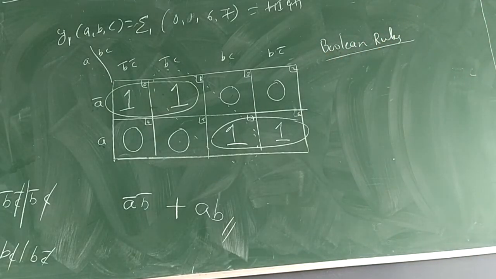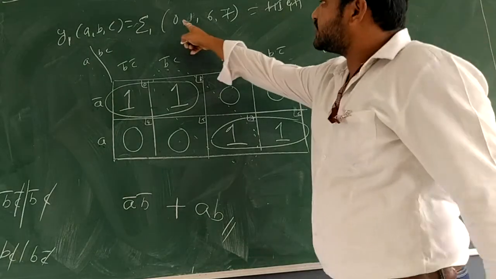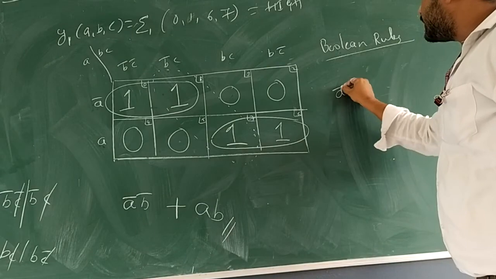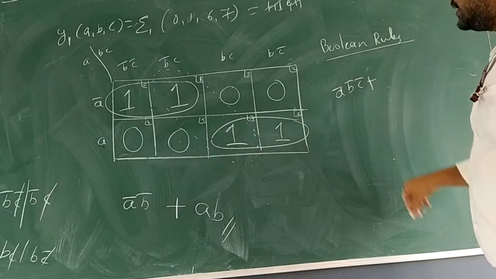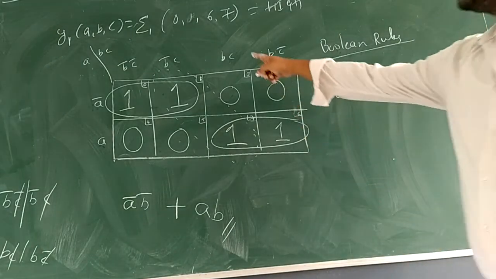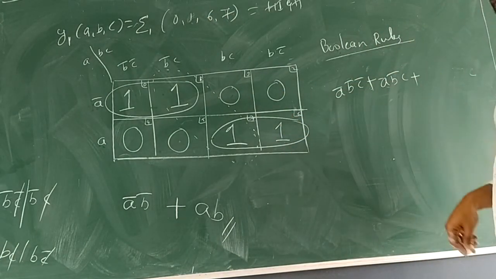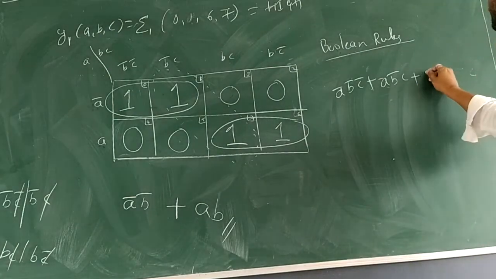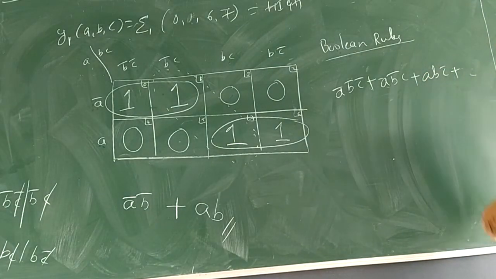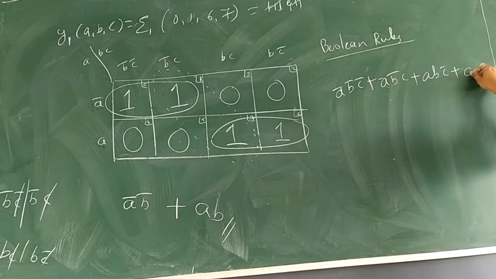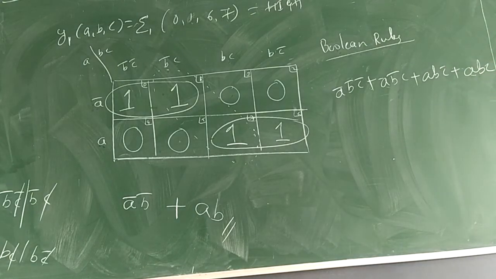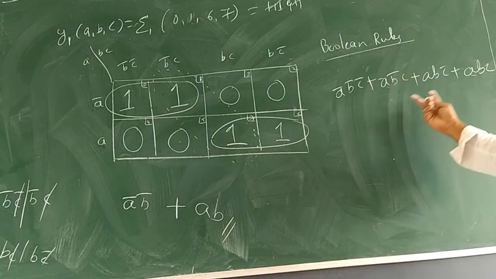Boolean rules. Let's simplify by Boolean rules. It is only for our cross verification. Okay, so now what is this term? I will directly write A bar, B bar, C bar. What is 1? A bar, B bar, C. What is 6? A, B, C bar. 7, A, B and C. Now take the common, simplify.